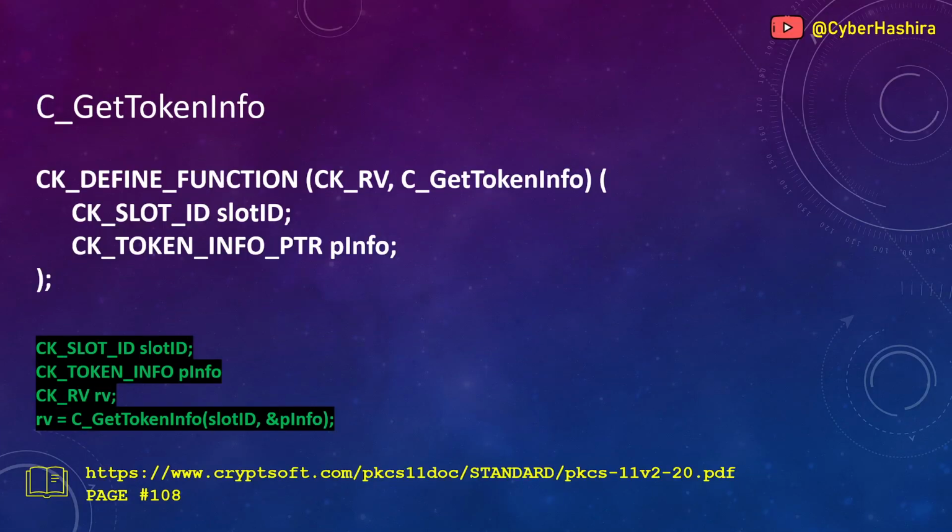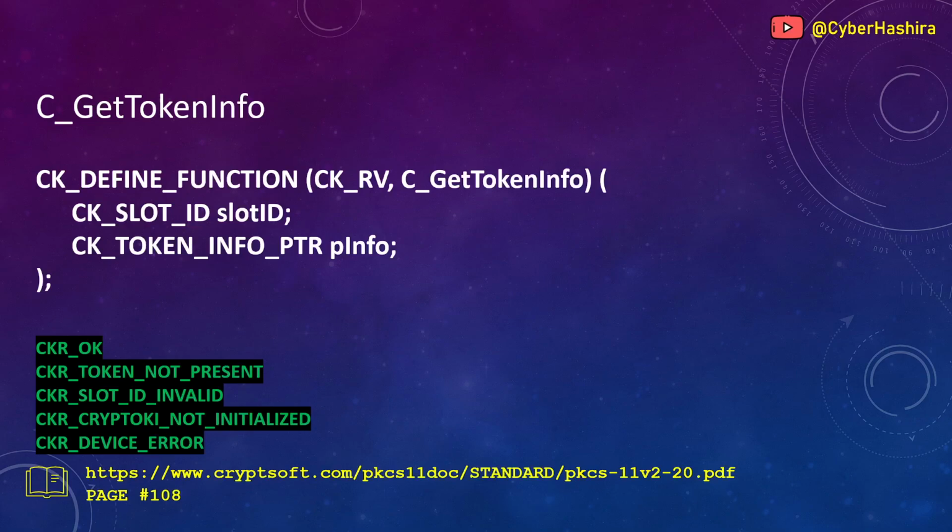Here's what a C code calling C get token info would look like. C get token info takes 2 arguments, slot ID and CK token info. Once completed, P info, which is of type CK token info, would have all information about the token.